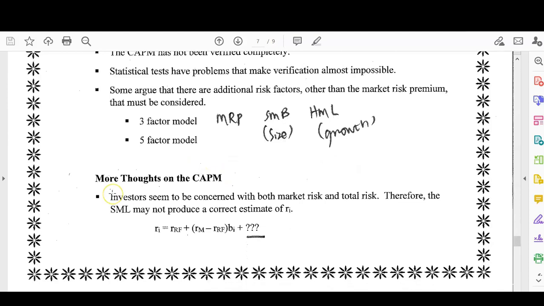More thoughts on the CAPM model. Investors seem to be concerned with both market risk and total risk. Therefore, the SML may not produce a correct estimate of RI. Again, there could be other risk factors besides this market risk premium here.